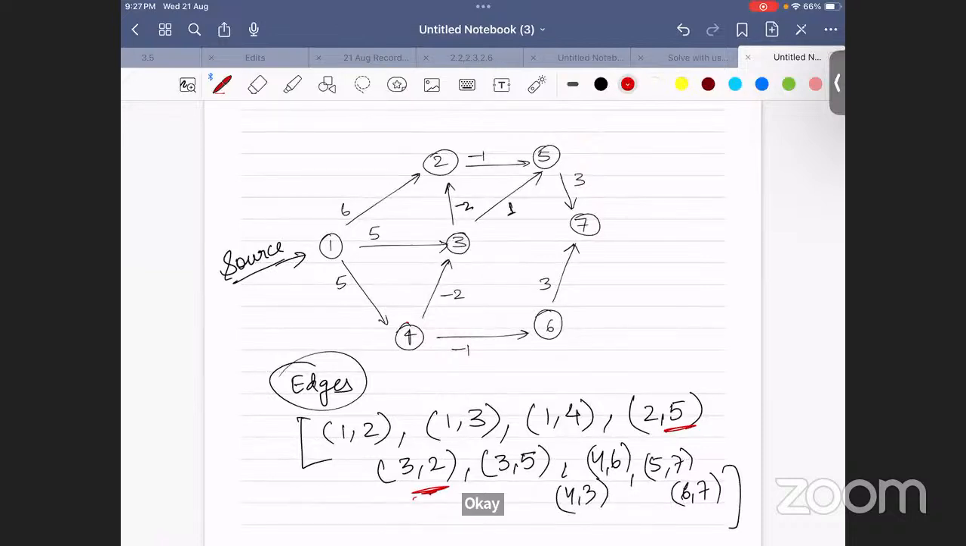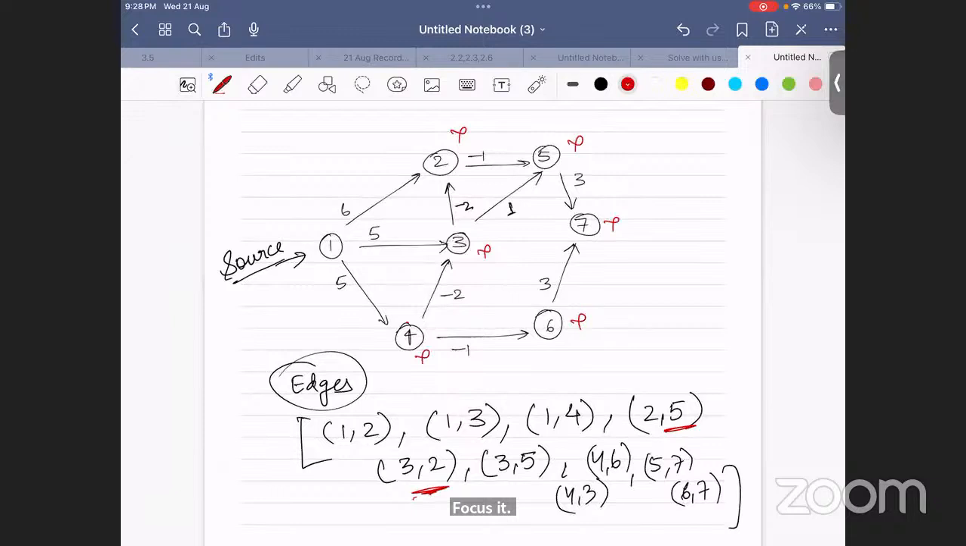I've written all the edges that are available in this graph. And I've started with my source as 1, right? So I have to start from 1 to all the other vertices. The edges are 1, 2, 1, 3, 1, 4, 2, 5, and all the others. In the 0th iteration, we can think of all the values at infinite distance. Now you have to start the first iteration.